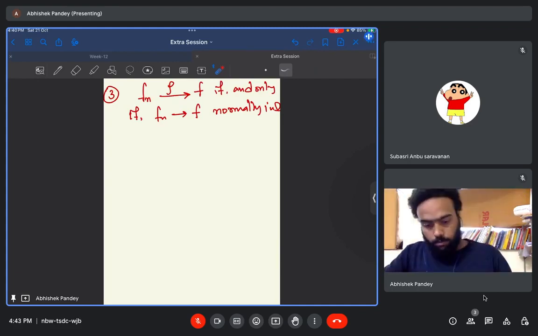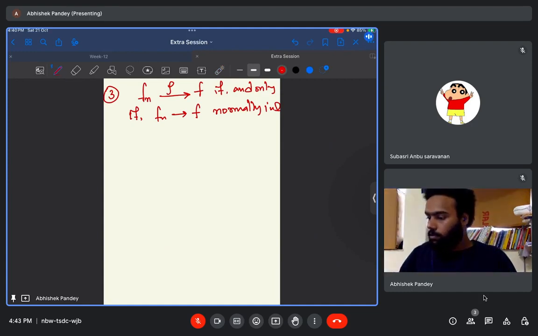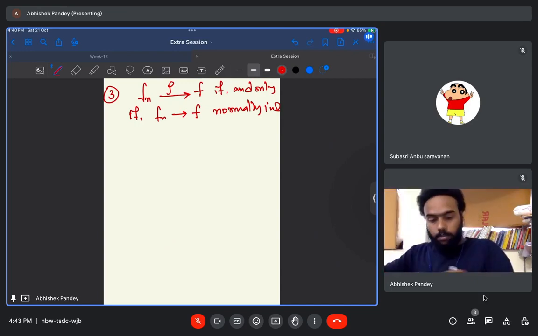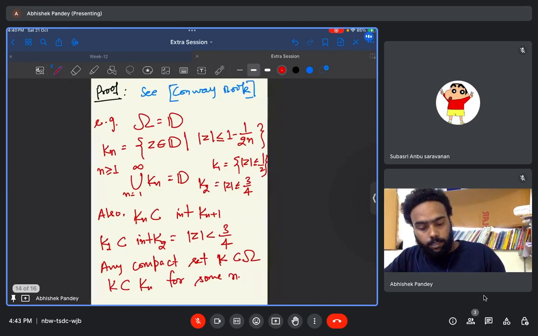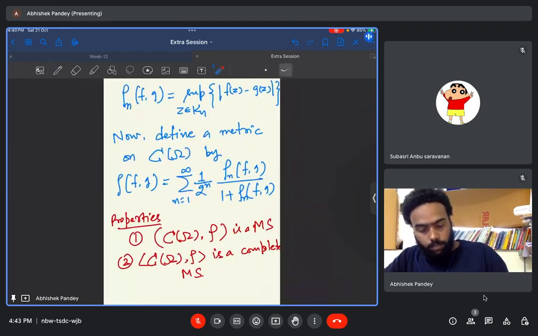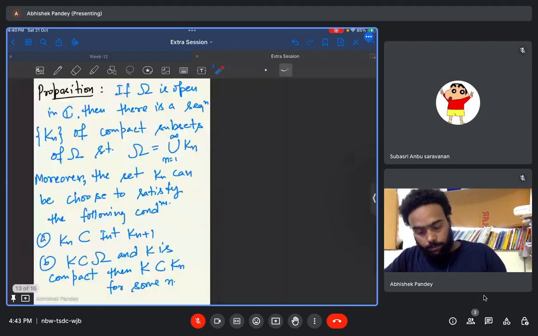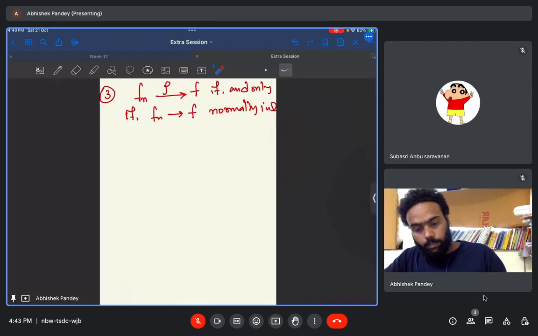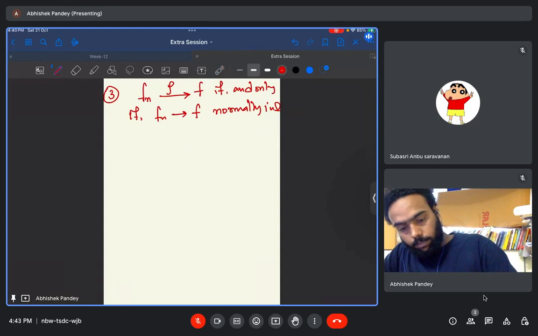Let us talk about something more. Now we can say that this is a space of continuous functions, because now we have a metric space structure on this set. Okay. Next definition we will see.